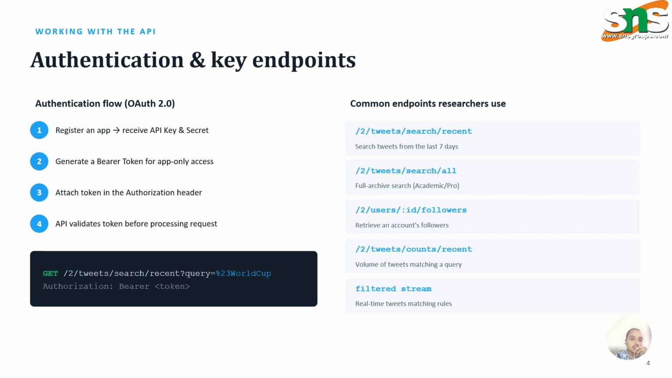So next one, authentication and key endpoints. The authentication flow: register an application, receive the API key and API secret. Next, generate a bearer token for application-only access. Third, attach the token in the authorization header. So the API validates the token before processing the request. So these are all called the common endpoints researchers use.